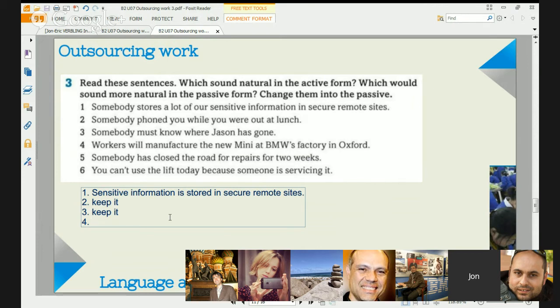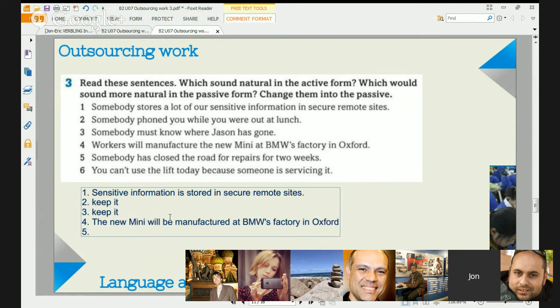Workers will manufacture the new Mini at BMW's factory in Oxford. We can transform it to passive. Let's do it. Tell me how it would sound. The new Mini will be manufactured at BMW's factory in Oxford. Good. Very good. Yuki, 5?